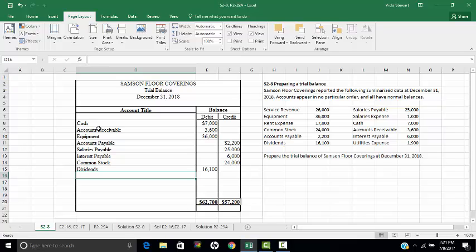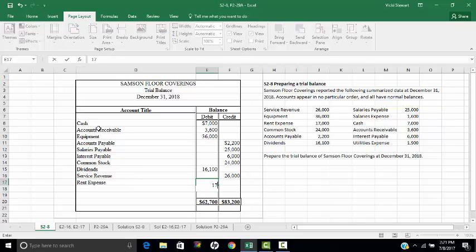The first one would be our revenue. That would be service revenue, and that has a normal credit balance, so it goes in the credit column. And then we're going to start with our expenses. You don't have to include the expenses in the order that they would be on the income statement, but it's not a bad idea to do it that way. So start with your largest one, rent expense, and that would be $17,000. And remember, your expenses are all going to have a normal debit balance.